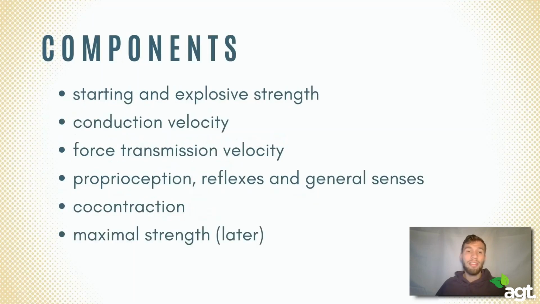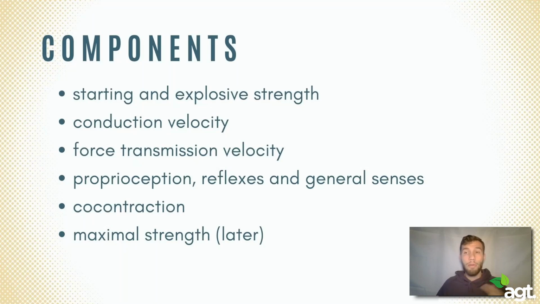The components that rate of force development consists of are the starting strength and the explosive strength, the conduction velocity, so the velocity in which the brain activates the muscle fibers, and the force transmission velocity, so the velocity in which the muscle transfers the force to the tendon, which is dependent on the muscle slack. That can be improved with isometrics or plyometrics.